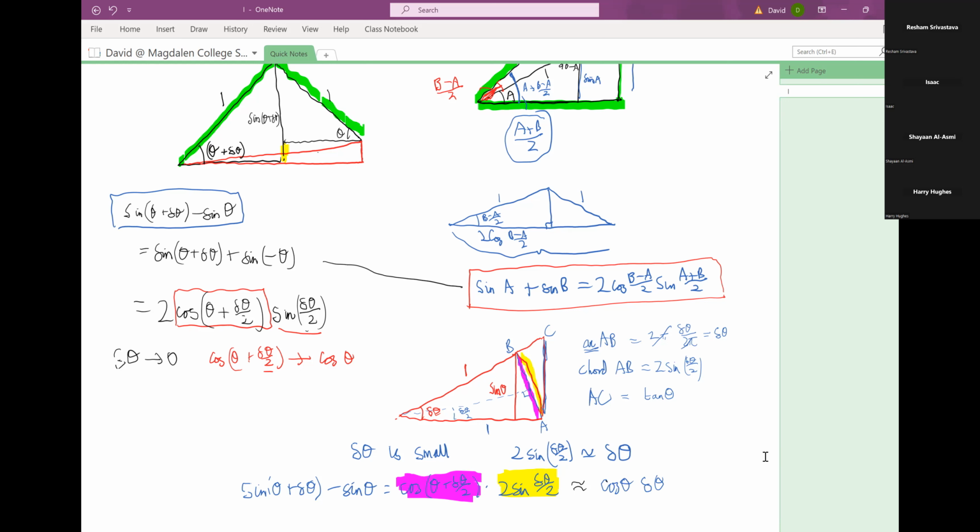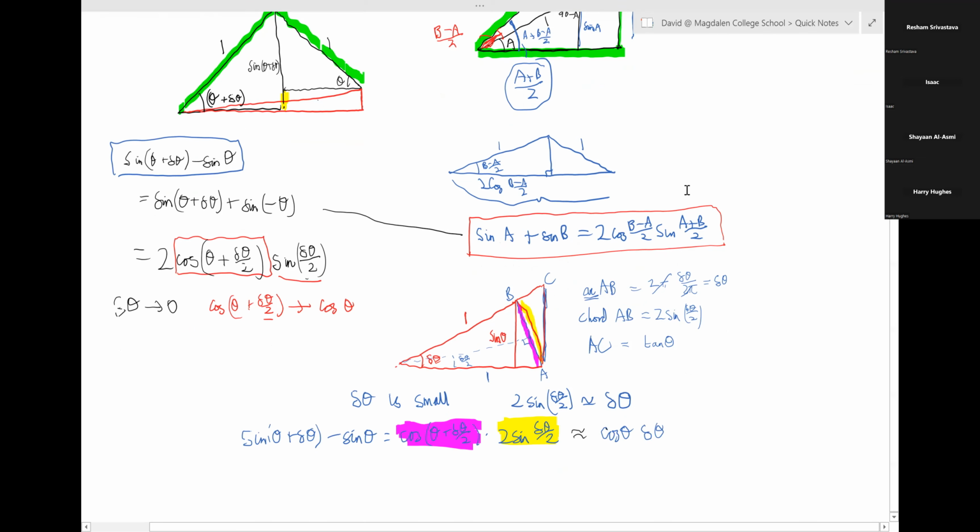Now, why are we essentially done? Because this is exactly what we want. Because we can now write sine theta plus delta theta minus sine theta over delta theta, to a very good approximation, is cos theta. So what does this tell me about the function sine theta?